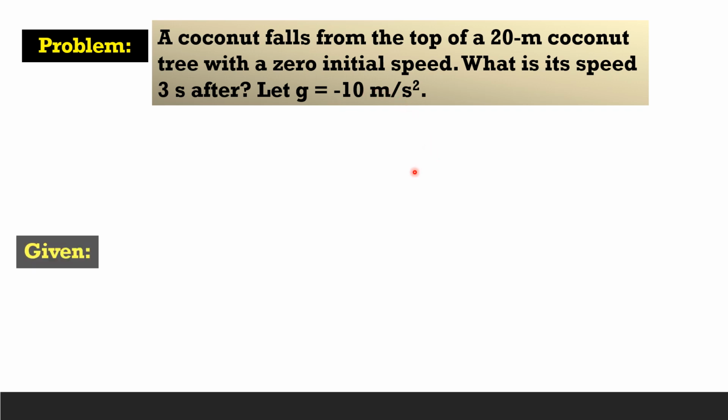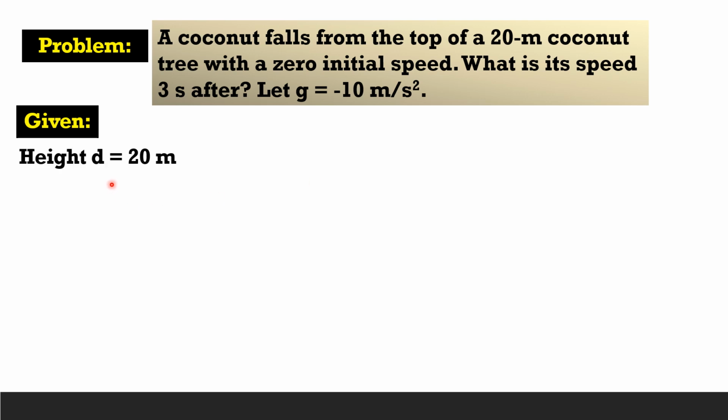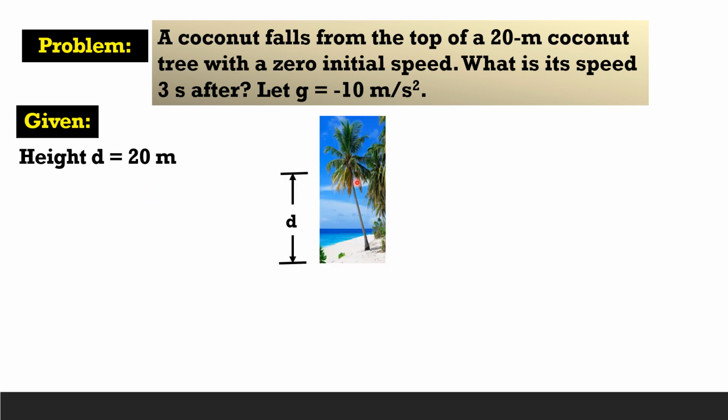Alright, so as usual, we identify the given quantities. We have the height of the coconut tree, which is 20 meters. So that's the coconut tree, this is the ground, and the height is denoted by letter d. We also have the initial speed, v naught, understood to be 0, or that the coconut was dropped from rest.